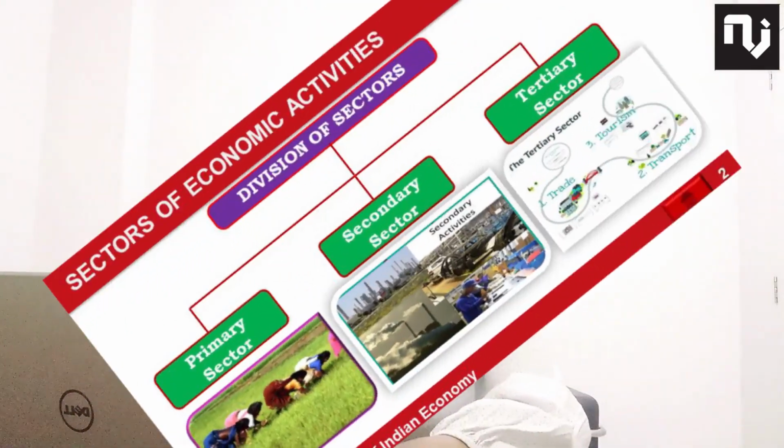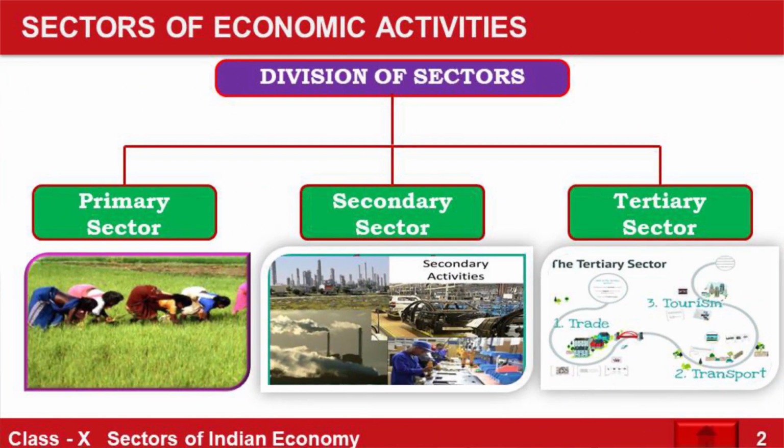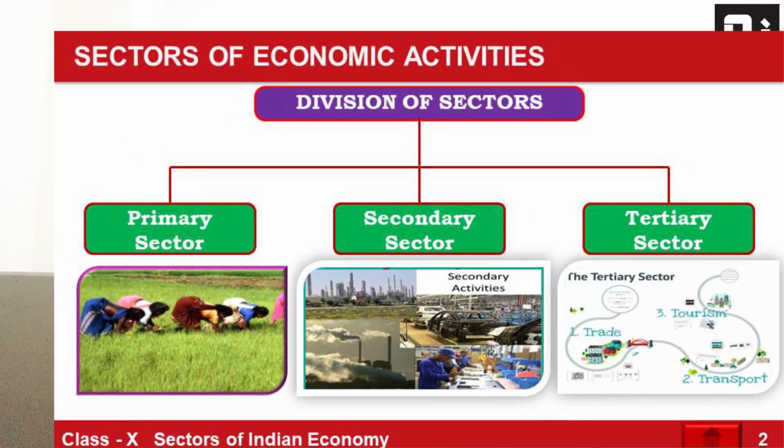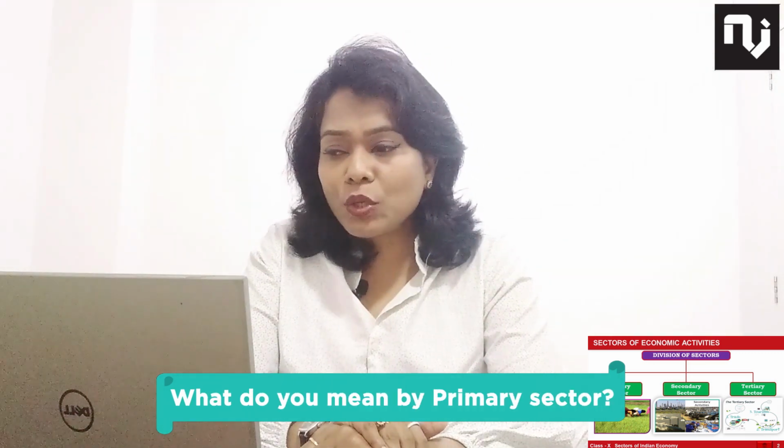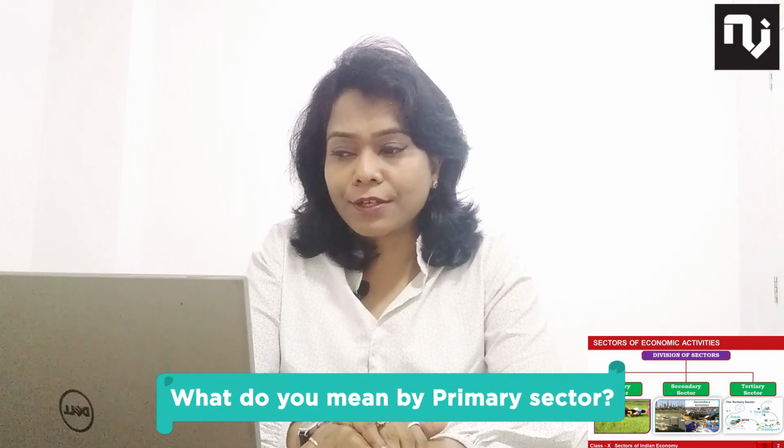The first one is the primary sector, which you are well known to. The people who are involved in agriculture, those who are related to any activity directly connected to nature. It could be mining, it could be fishing, and agriculture, you are well aware of it. So to start with, write down the first question. What do you mean by primary sector and why do we call it a base sector?